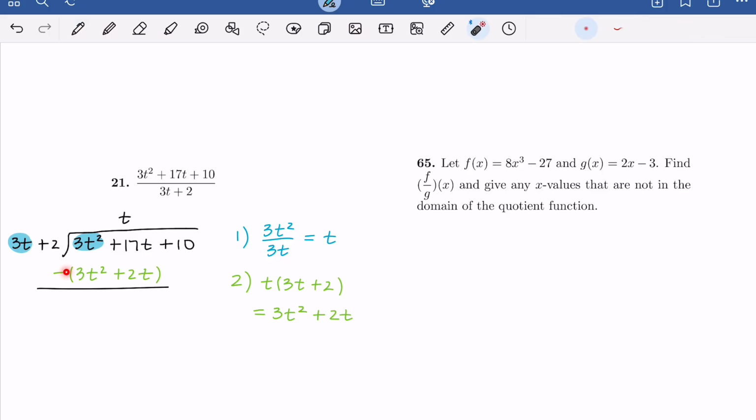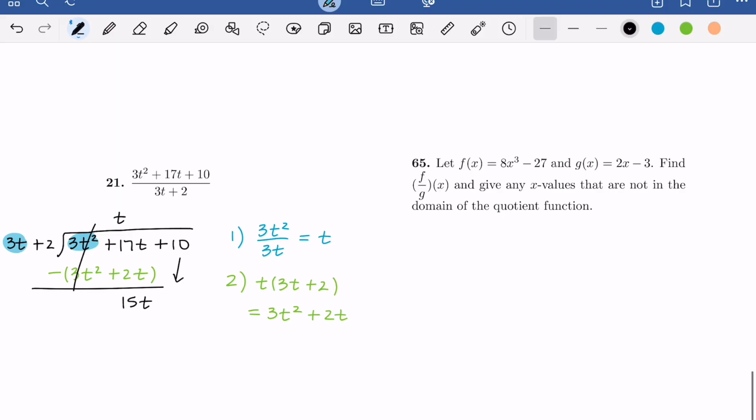All right, so we know this minus is going to be distributed to both terms. So we're going to have minus 3t squared minus 2t. So these are going to cancel. And then we're going to have a 17t minus 2t, so that'll give me a 15t. And then we're going to bring down this plus 10.